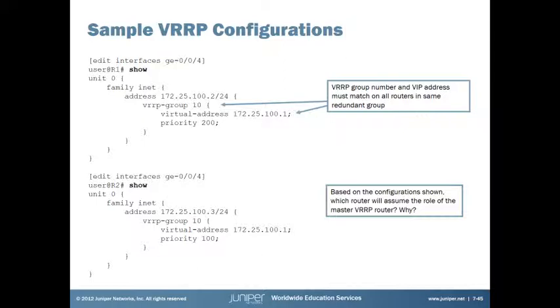So which one's going to assume the master out of those two? Was it the higher priority or the lower priority that wins? Actually, it's the higher. In this case, it's the higher priority that wins. So R1 would actually become the master because it's got a priority of 200 and the other's got a priority of 100. So that would become master.